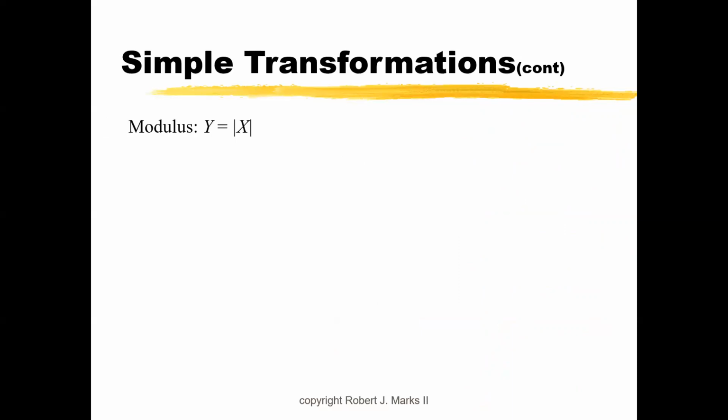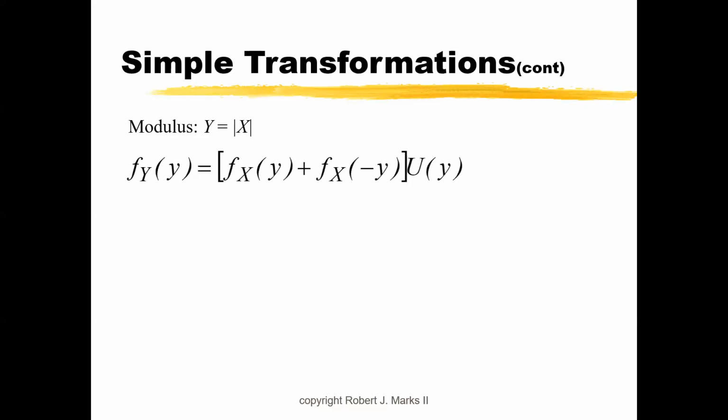What about the modulus? What if we take y is equal to the magnitude of x? This is something which is done a lot when you're adding up the absolute value of errors. Sometimes the error is negative, sometimes it's positive. You want to add up the magnitudes of errors. Well, in this case, what you do is you take one side and flip it over to the other one and add. Let me see if I can illustrate here.